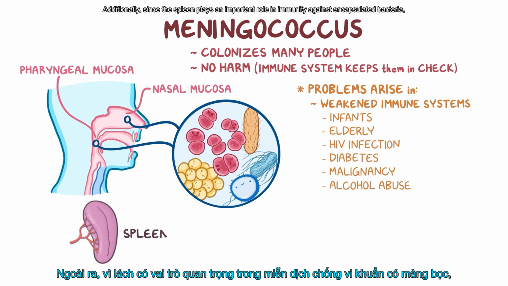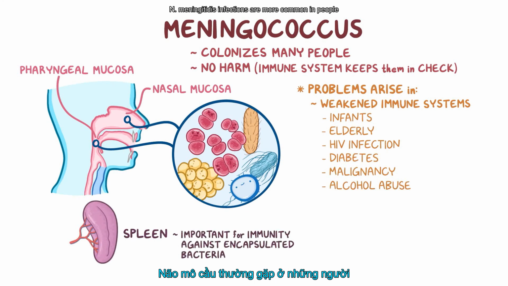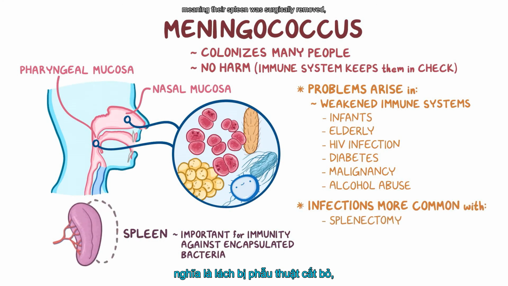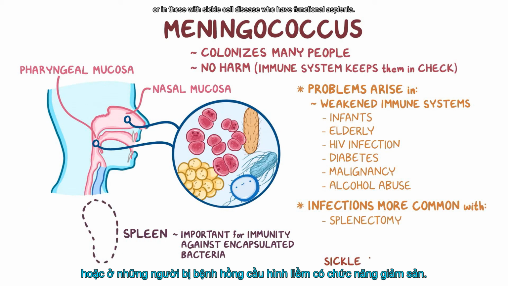Additionally, since the spleen plays an important role in immunity against encapsulated bacteria, meningitidis infections are more common in people who've had a splenectomy, meaning their spleen was surgically removed, or in those with sickle cell disease who have functional asplenia.